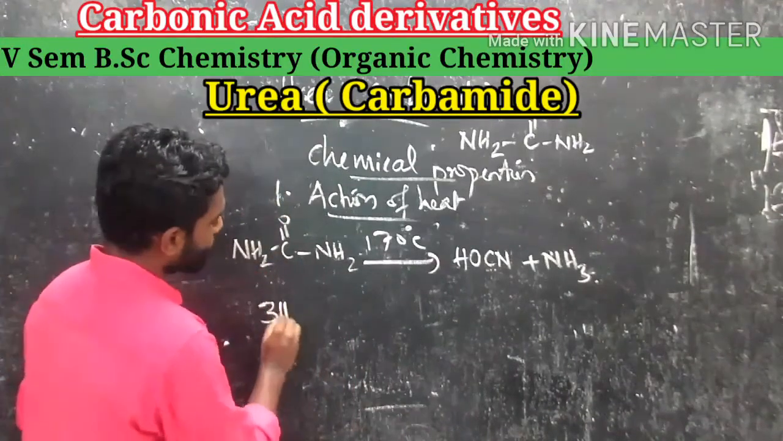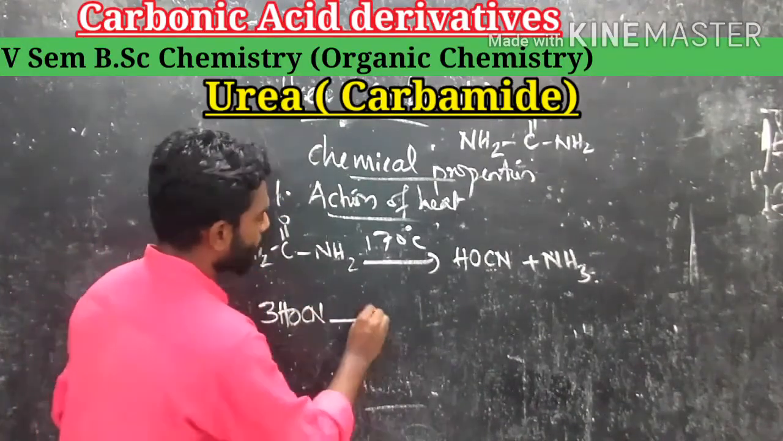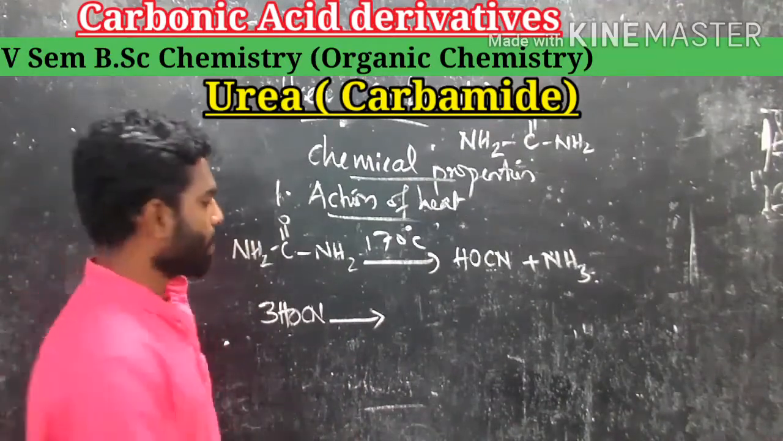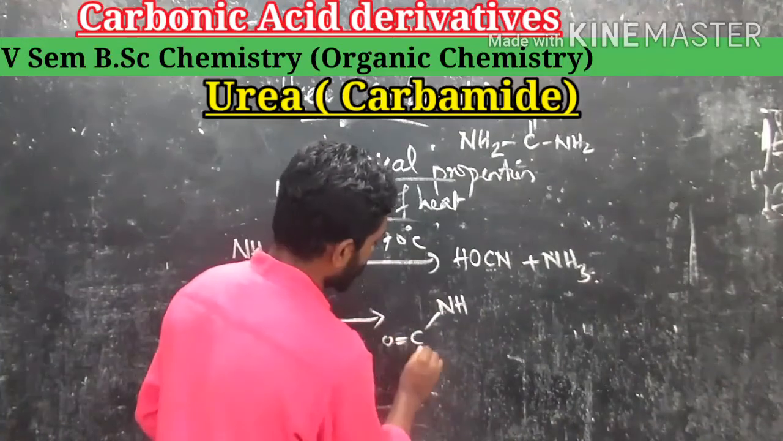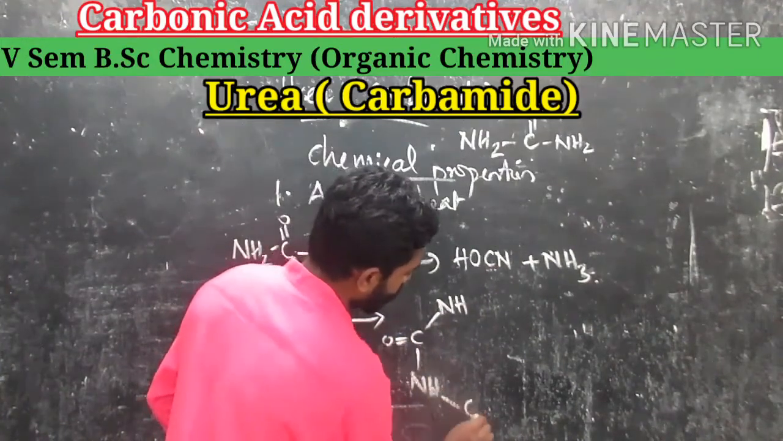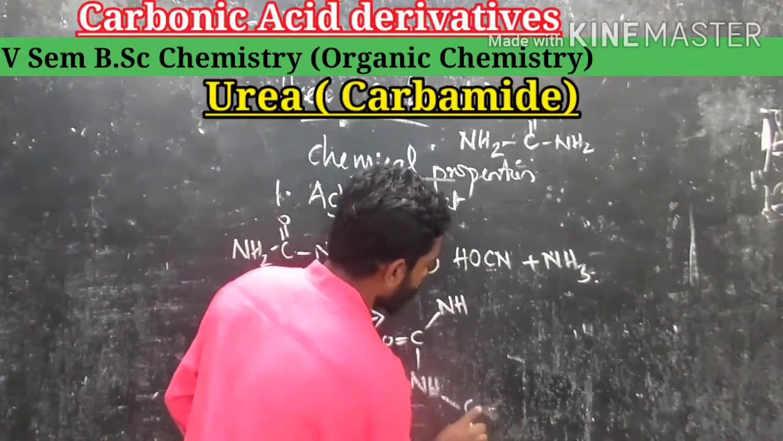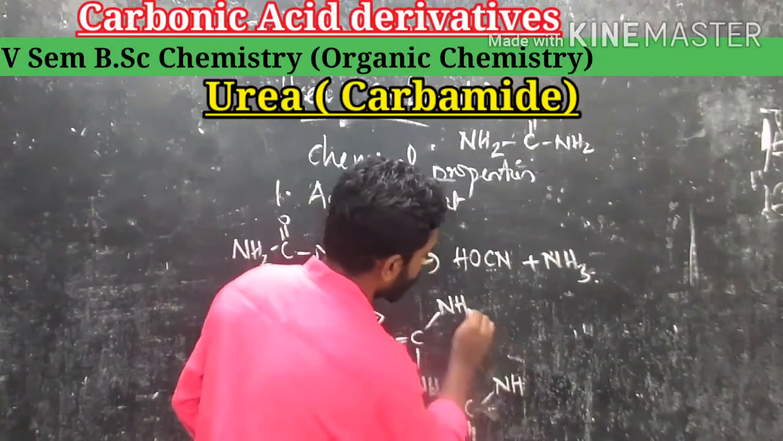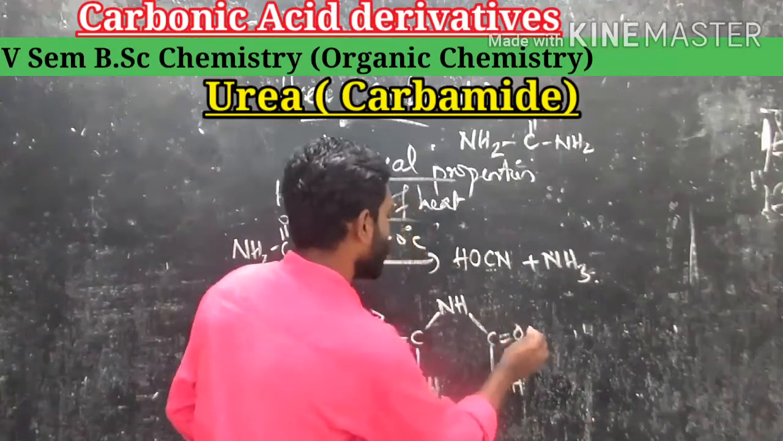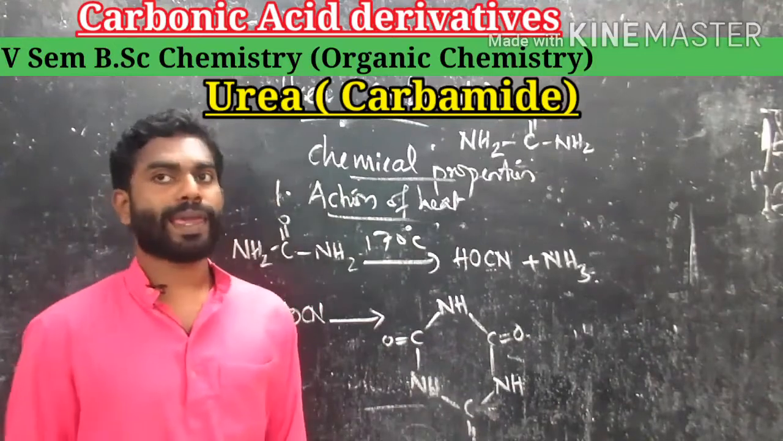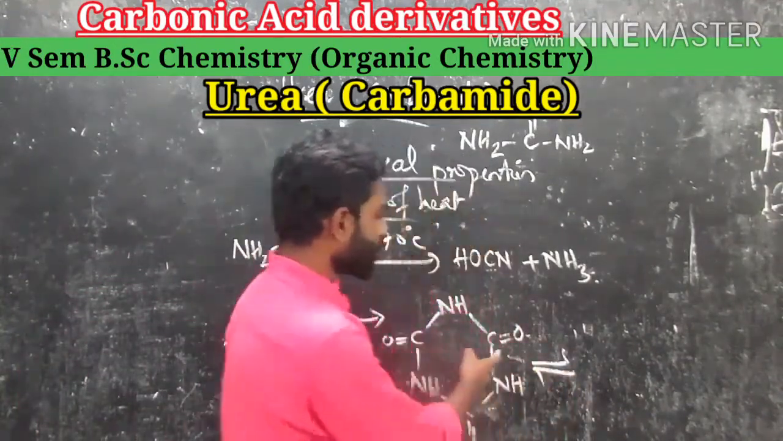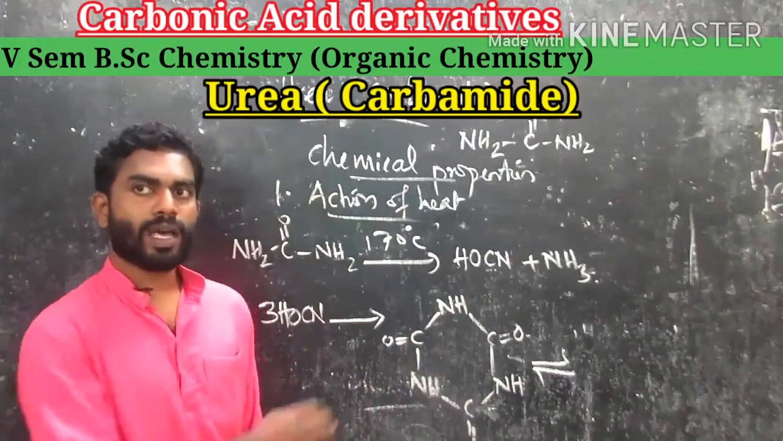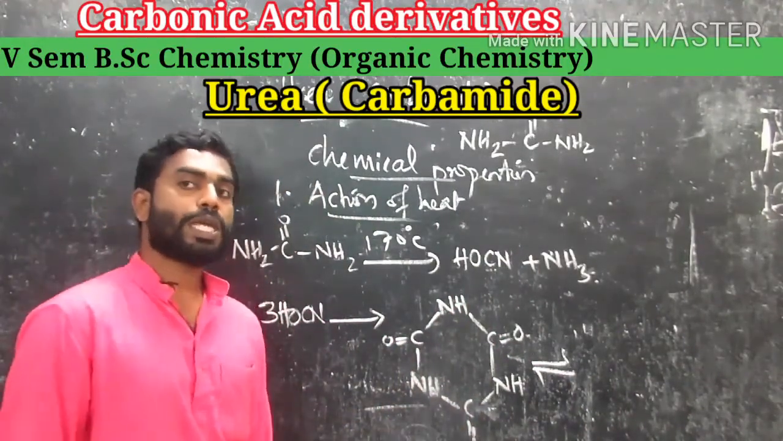Three HOCN polymerize to give a ring of NH, CO, NH, CO, NH, CO. This is known as cyanuric acid. This is the keto form of cyanuric acid. It also has another form, the enol form.